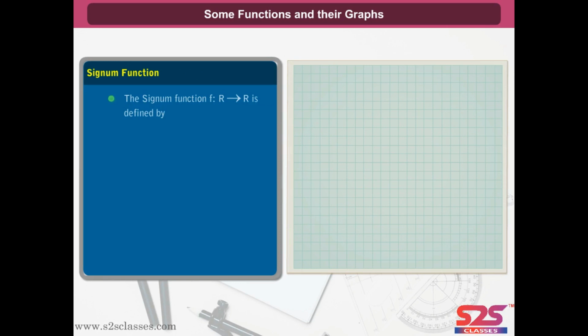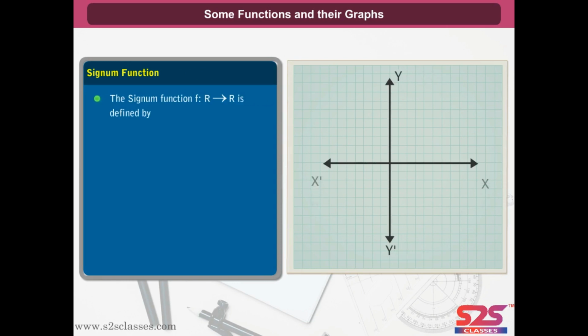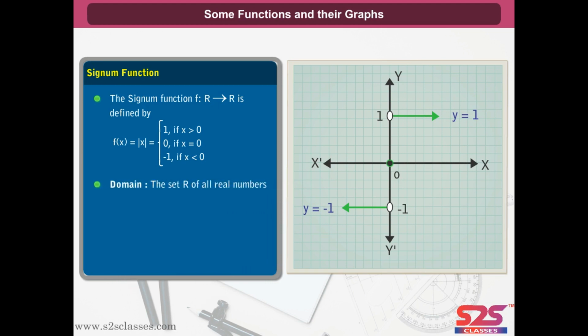Signum function. The signum function f of real numbers is defined by f(x) = 1 if x is greater than 0, 0 if x is equal to 0, and minus 1 if x is less than 0. Domain is the set R of all real numbers. Range is the set of minus 1, 0, and 1.